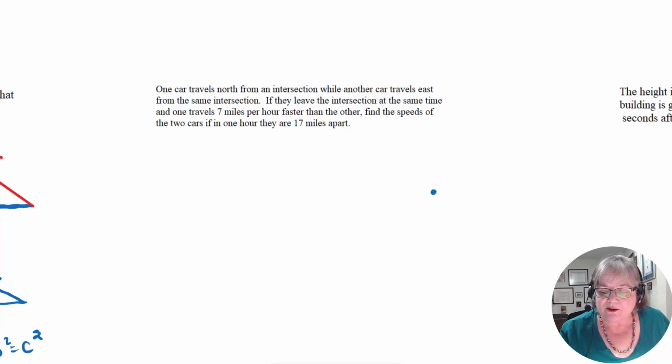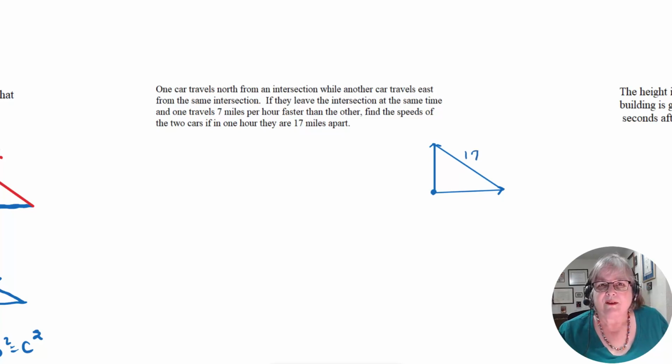Okay, so here's my intersection. Somebody's going to travel north. Somebody's going to travel east. Okay, now, if they leave the intersection at the same time and one travels 7 miles per hour faster than the other, find the speeds of the two cars if in 1 hour they are 17 miles apart. So this is the 17. All right. Now, what they're doing, can you hear it? They're saying one is 7 miles per hour faster.